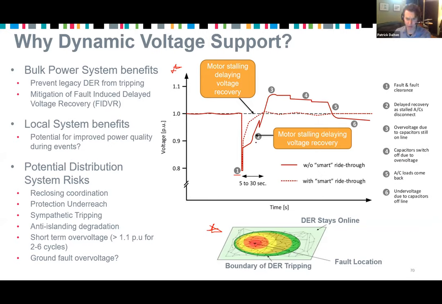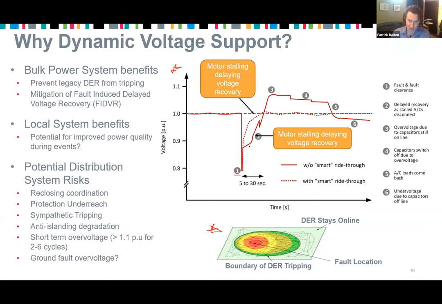we will have motors start to stall. So a motor starts to stall, it draws additional reactive power as it stalls, and drawing that additional reactive power in turn presses the voltage down or prevents it from rebounding. And so that's the mechanism behind it: these inductive loads reacting to low voltage by drawing additional reactive power and making the low voltage event even worse.